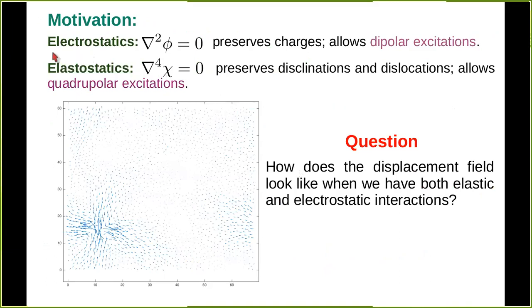We know that in electrostatics, in a charge-free region, del square phi equal to 0. So this equation preserves charges. The minimal excitation it allows is the dipolar excitation. But in elastostatics, we have del to the power 4 chi equal to 0. This equation preserves disclinations, which are monopoles, and dislocations, which are dipoles in the language of elasticity, but allows quadrupolar excitations. The minimal excitation we can have in this context is a quadrupolar excitation like this.